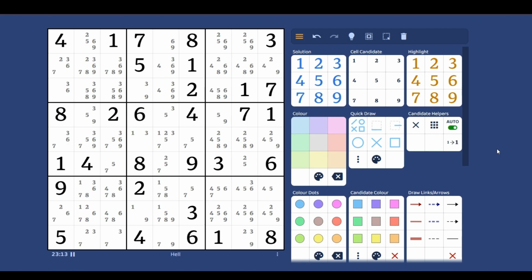Weak coloring is when we relax that strong link only constraint from simple coloring, and it allows us to make many of the same eliminations that we would be able to make with multicoloring. So it's kind of a good alternative.